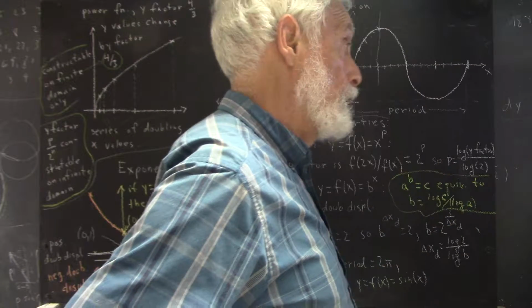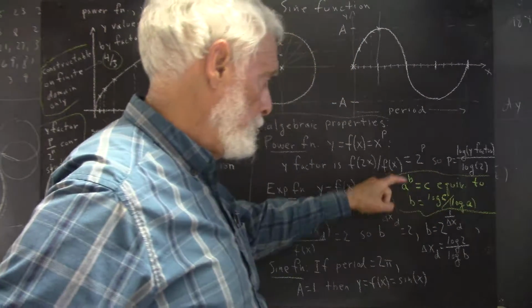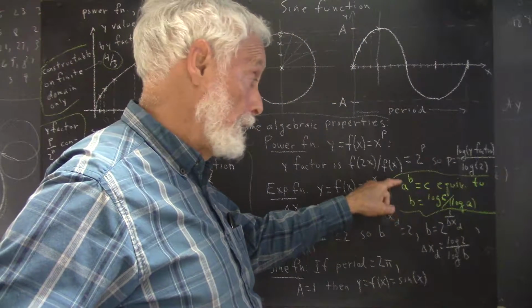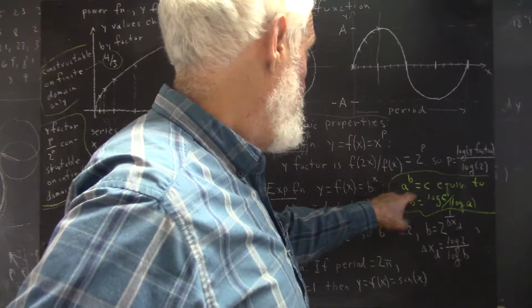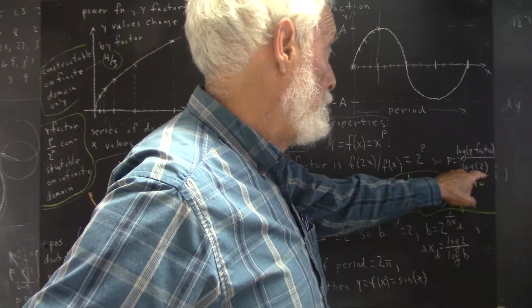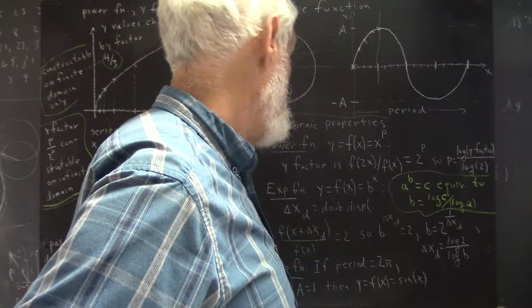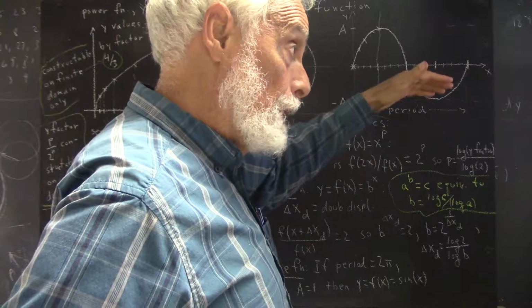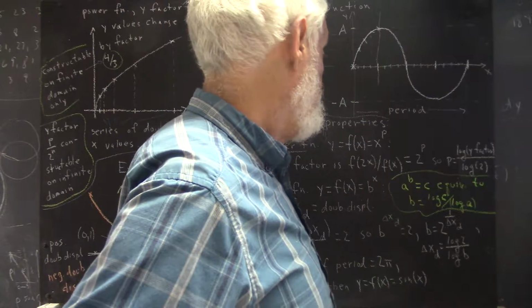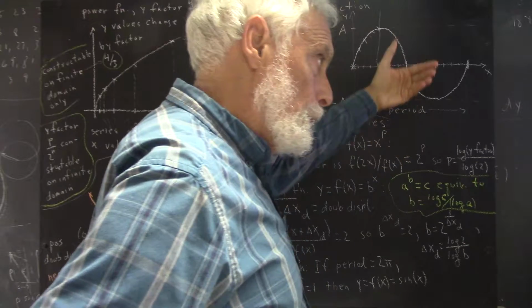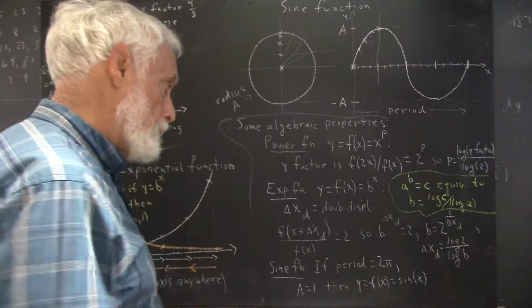Since the y factor is 2 to the p, it follows from the basic idea of logarithms, which not everybody understands, that we have this relationship here. It follows from this relationship that p is log of the y factor divided by the log of 2. So if we've identified the y factor, then we know p. If we know p, then we know what y factor to use to construct the graph.